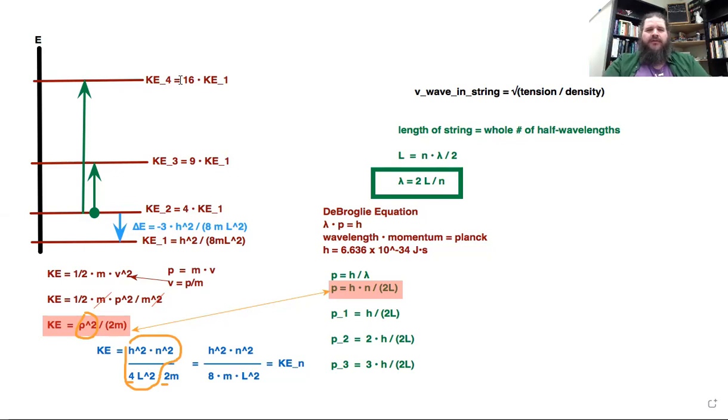Any other questions on the quantum energy level stuff? All right, then we can look at more examples later.